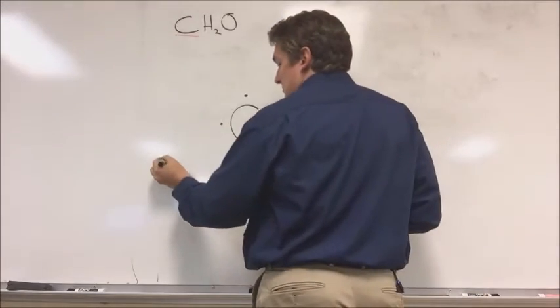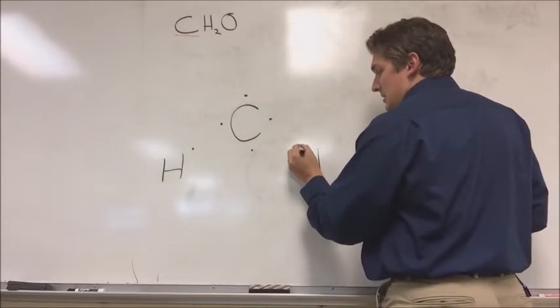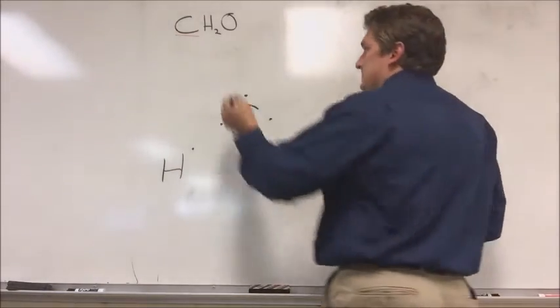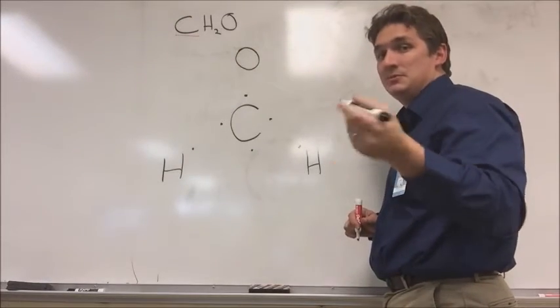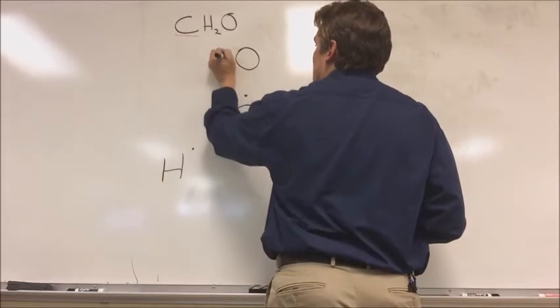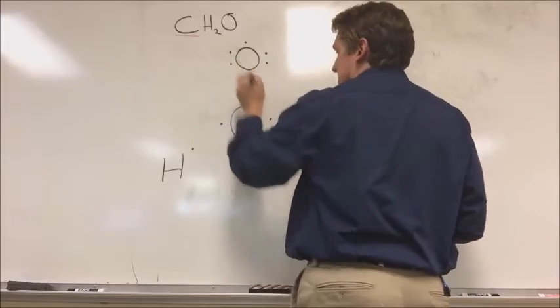We've got hydrogen, 2 of them actually. And next we're going to draw oxygen. Oxygen has 6 valence electrons, 2s2, 2p4. So we have 1, 2, 3, 4, 5, 6.